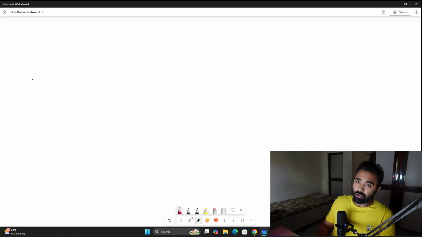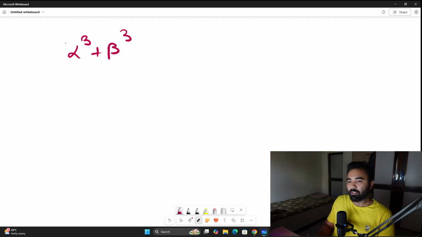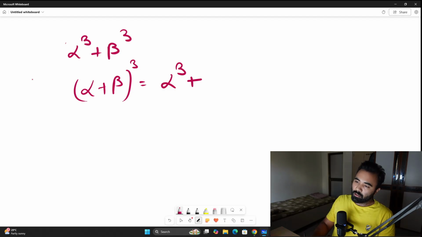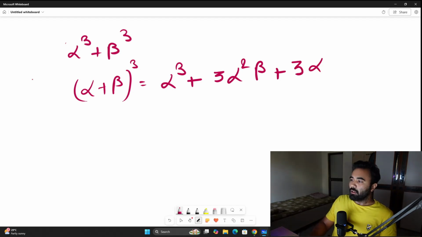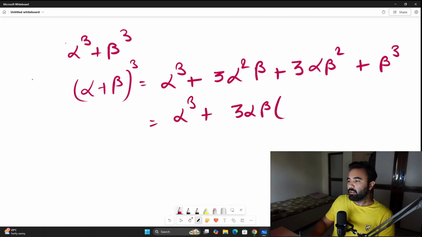There's also something about cubes as well. We'll also do it once. Alpha cube plus beta cube. How do you find the value of this? Very simple. The same identity: alpha plus beta whole cube gives you alpha cube plus 3 alpha square beta plus 3 alpha beta square plus beta cube. This is the mathematical identity. All I have to do now is take common, so alpha cube plus beta cube plus 3 alpha beta, alpha plus beta.